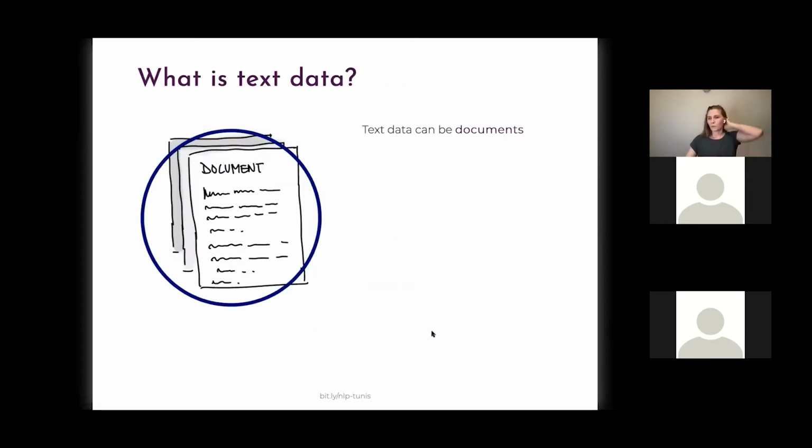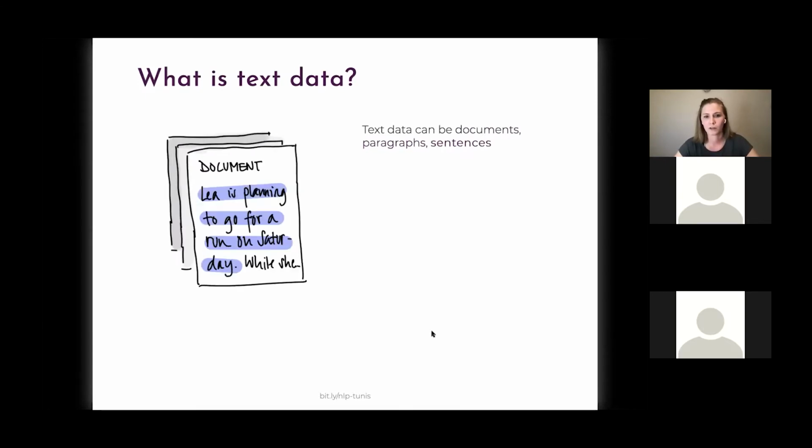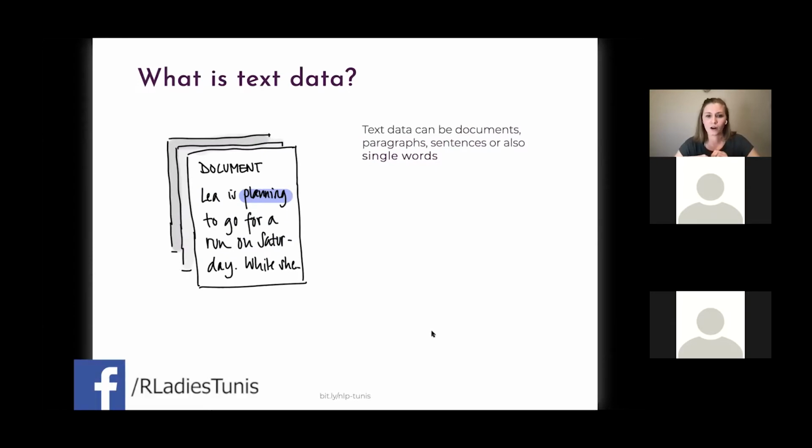What you need to know about text data is that it comes in different categories. Let me try to describe it here for you. You can think of text data as documents, which is like a bundle of different texts. But it could also be only a paragraph, or only one sentence, or even only one word. These are all important things to keep in mind, so that you know what you're talking about. And you're going to see in a second why this is so important.